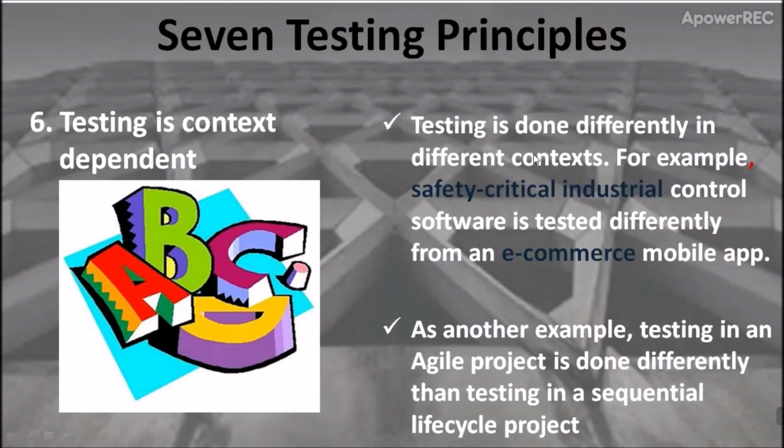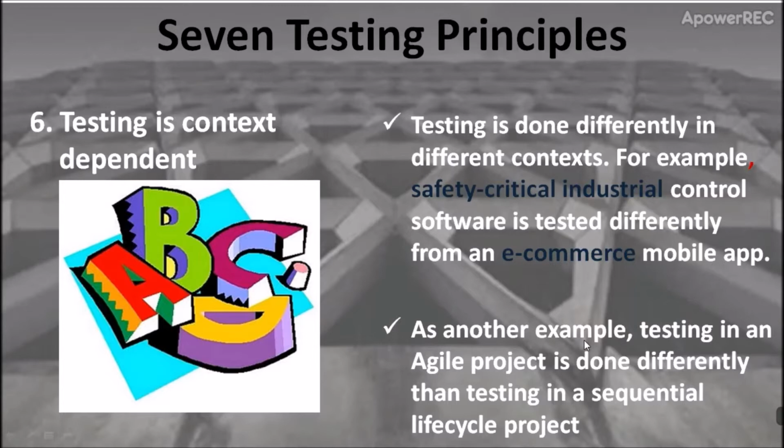Principle number 6 is that testing is context dependent. Testing changes from one field to another, from one project to another. Testing is done differently in different contexts. For example, safety critical control software is tested differently from an e-commerce mobile app. Because in a safety critical industry, the software may be in a hospital, and someone may die because of our failure or bug. But with an e-commerce mobile app, no one will die. We will lose some money and the problem can be fixed. There is no loss of human life.